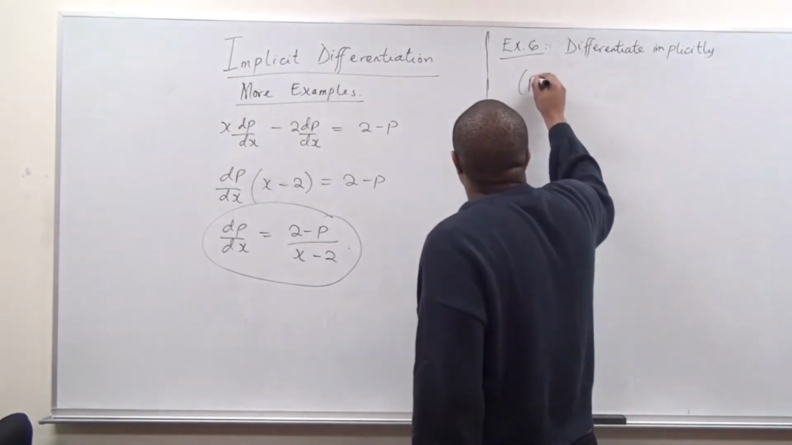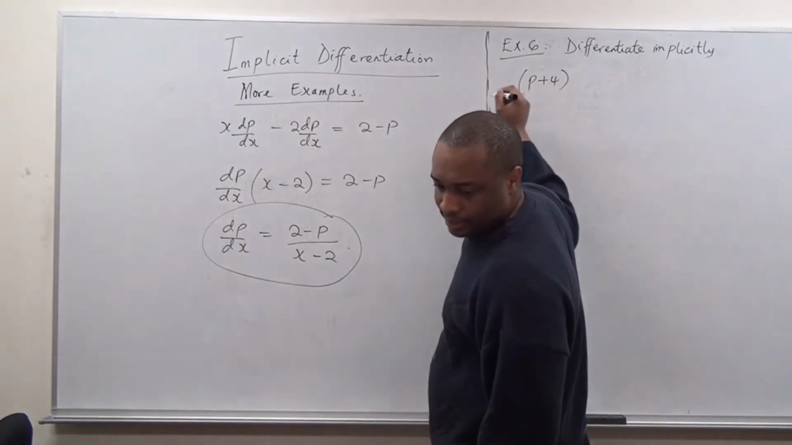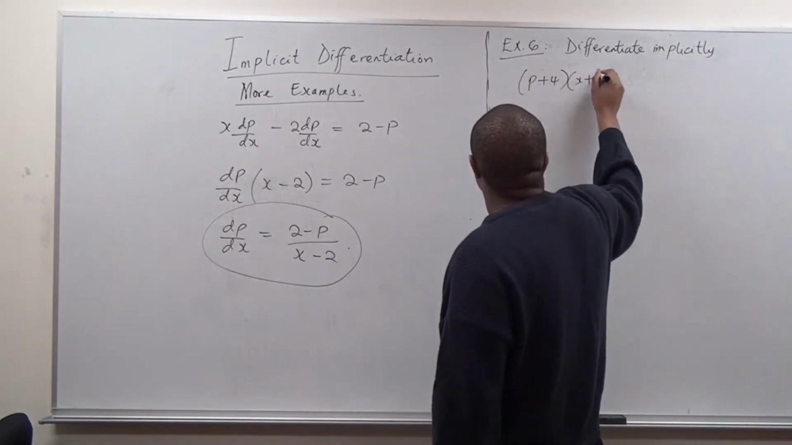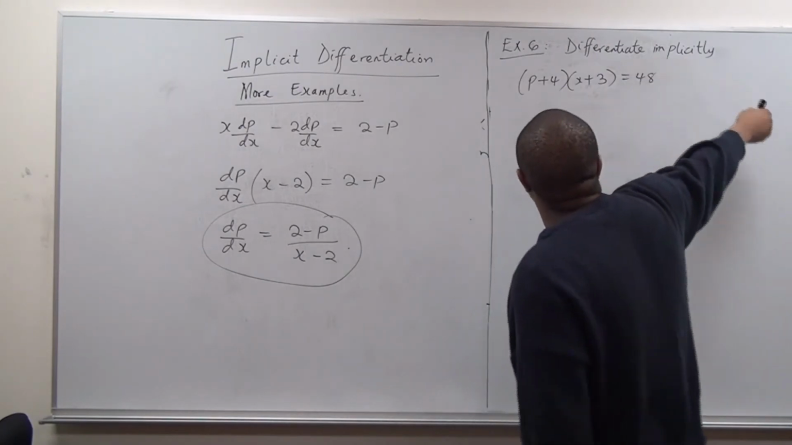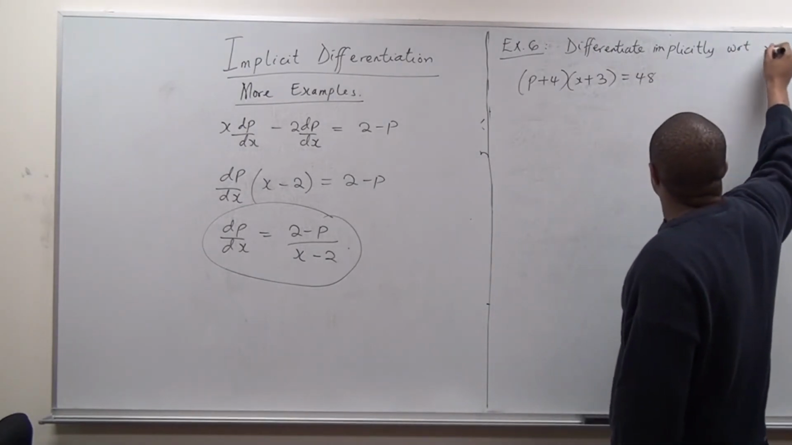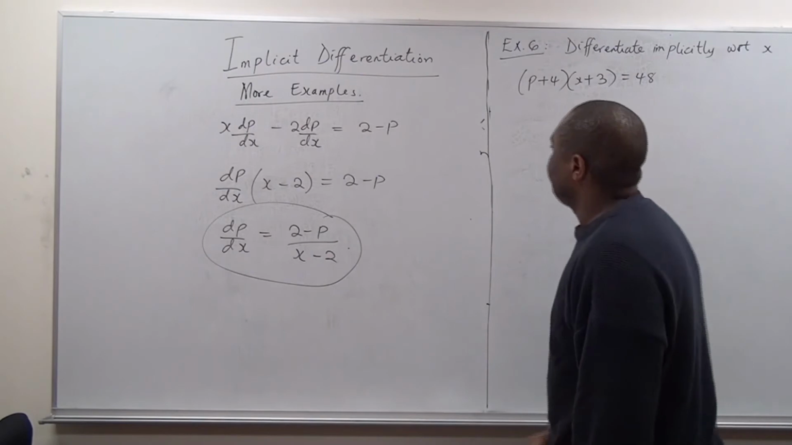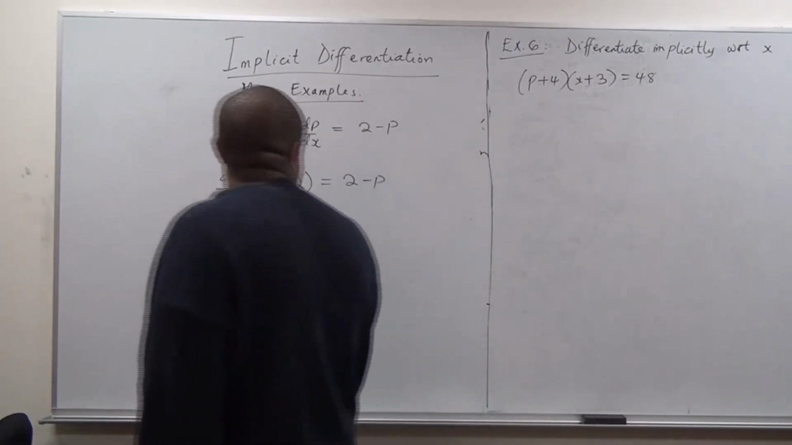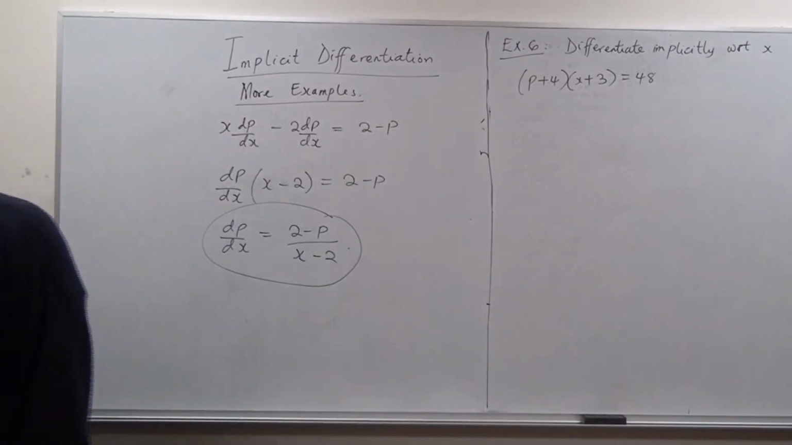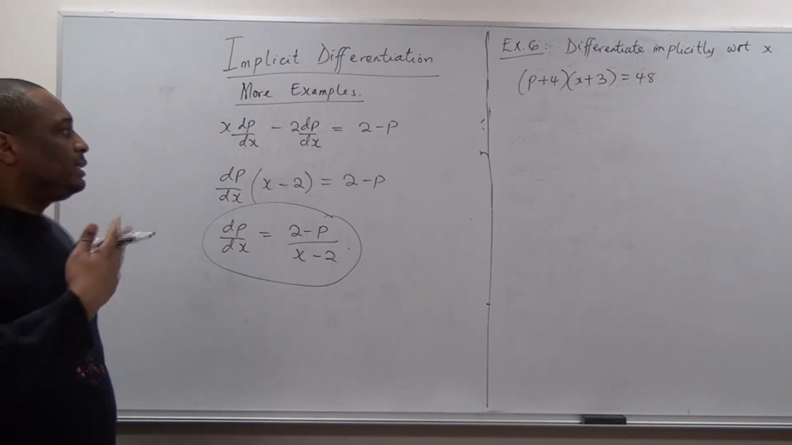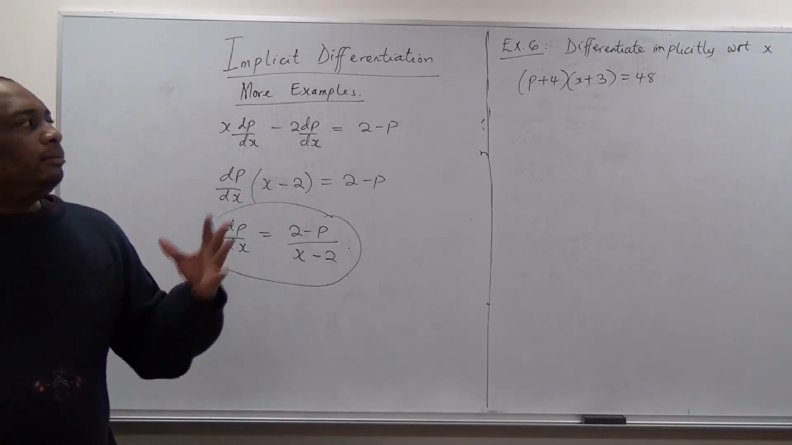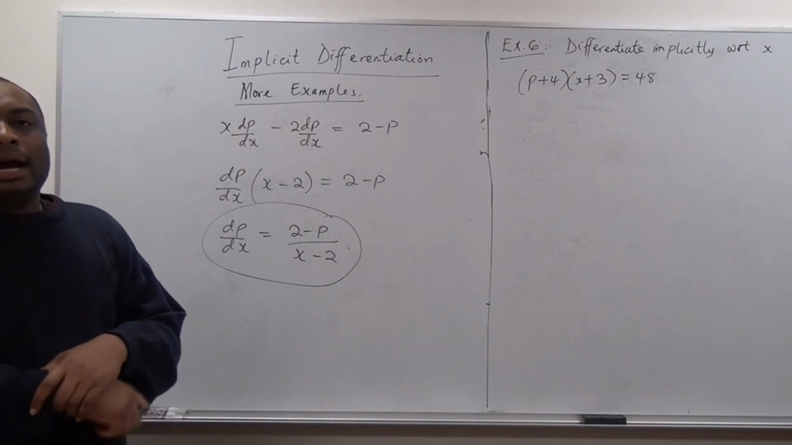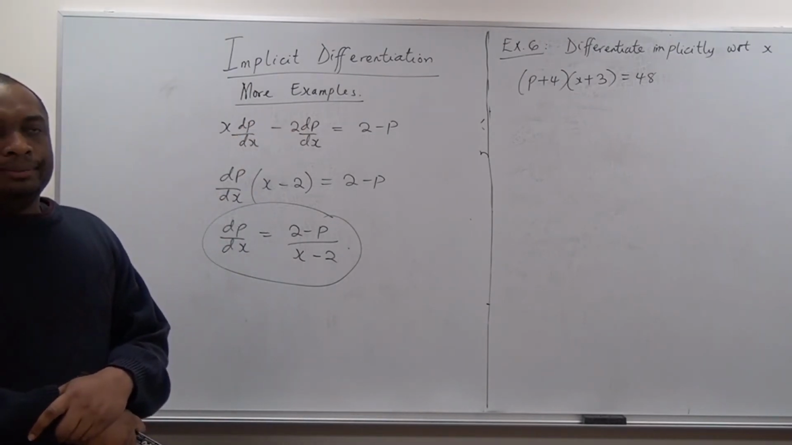(p + 4)(x + 3) = 48. Differentiate implicitly with respect to x. So, (p + 4)(x + 3) = 48. I'm going to use two methods to do this. When you have a problem like this, I will use two methods to do it.